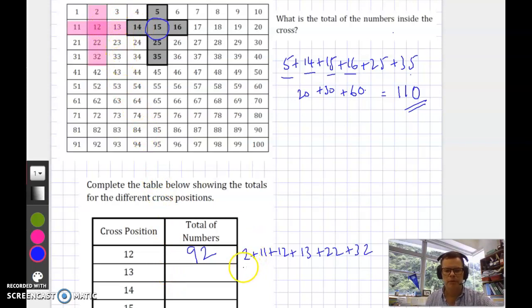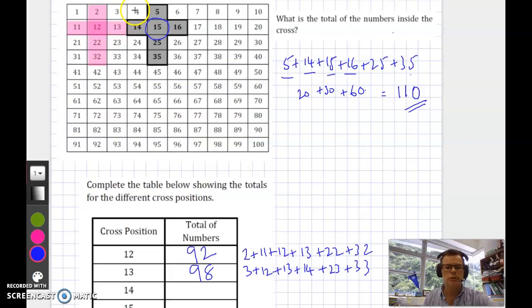And for cross position number 13, you'd have 3 plus 12 plus 13 plus 14 plus 23 plus 33. But if you started to write these things out, and this is why writing things out in mathematics sometimes really helps, you will see a connection, I think, with the sum above. 14 plus 23 plus 33. I think you can see there's a link there, isn't there? All of these numbers are just one bigger than the number above. And there are 6 of them. So each one is one bigger, and there are 6 of them. So I think that sum is going to be 6 bigger than the one above. So the sum for a 13 cross will be 98.